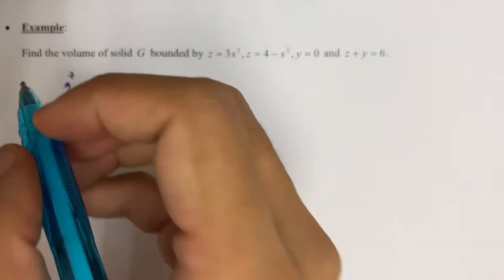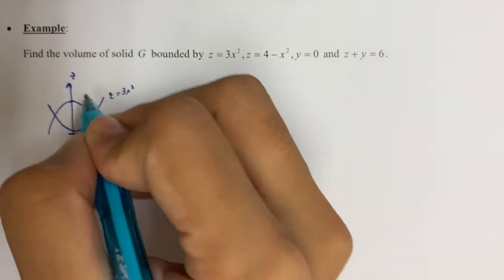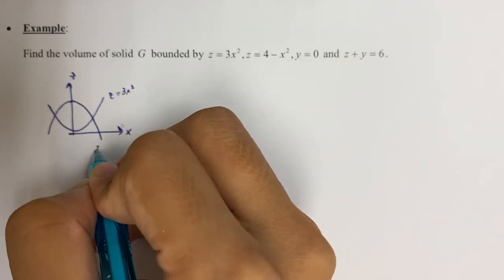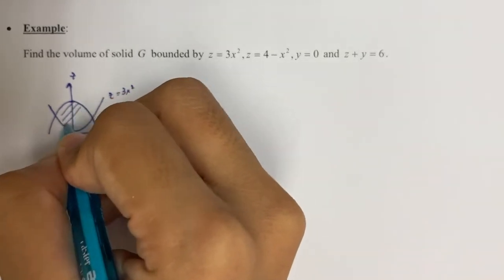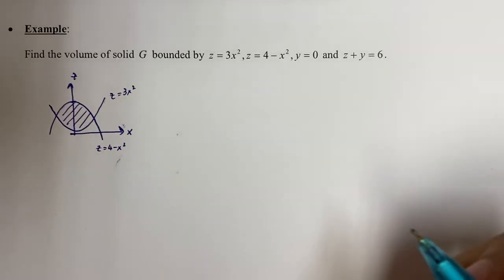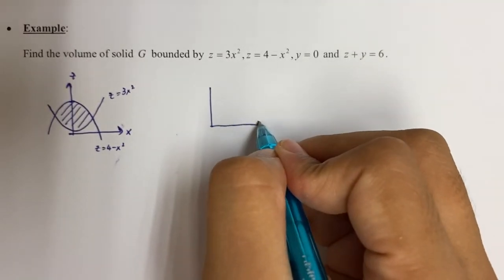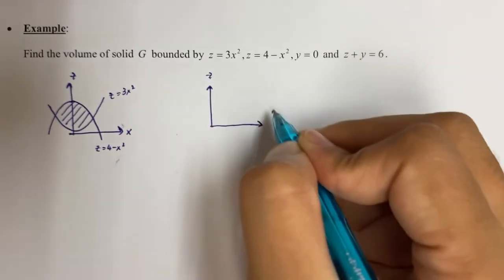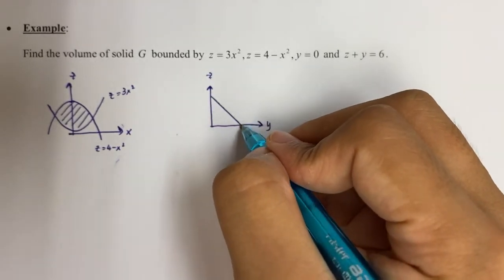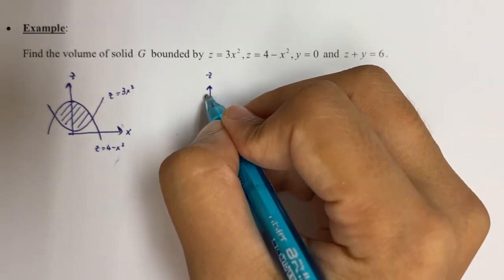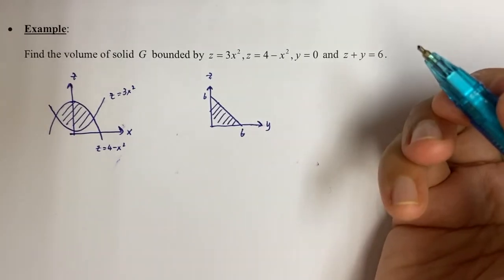For 4 minus x squared, we have an intercept at 4. So we have this region. This is z equal to 4 minus x squared. This is our region. Next we have the zy plane. For the zy plane, we have z plus y equal to 6. So when z equal to 0, y equal to 6. When y equal to 0, z equal to 6. And then this is the second region.